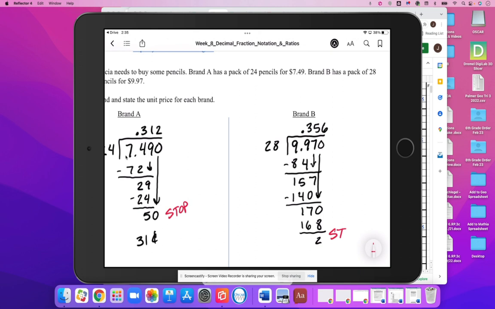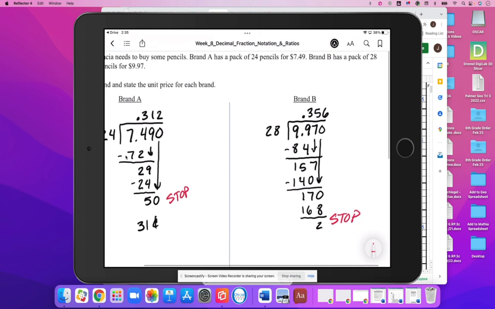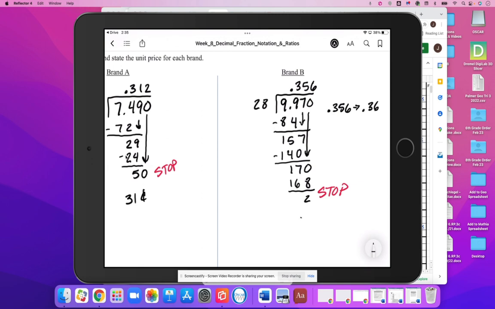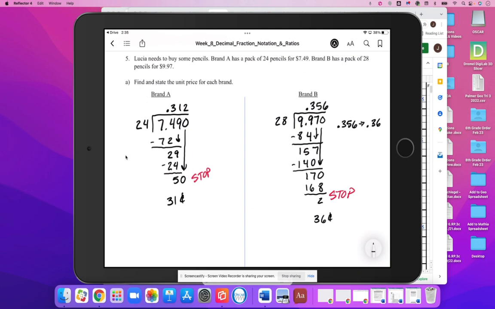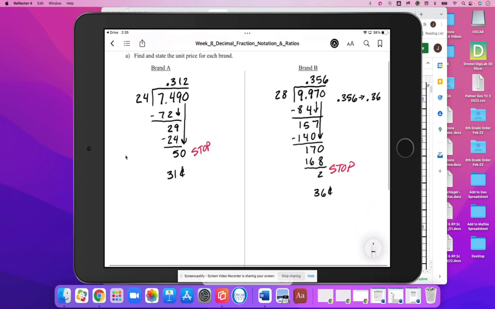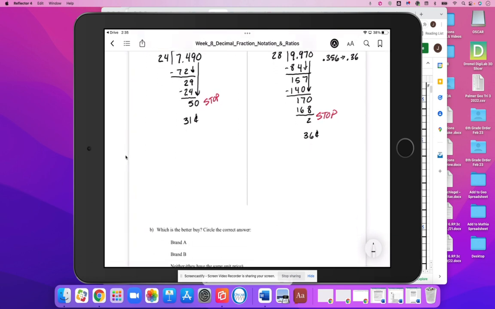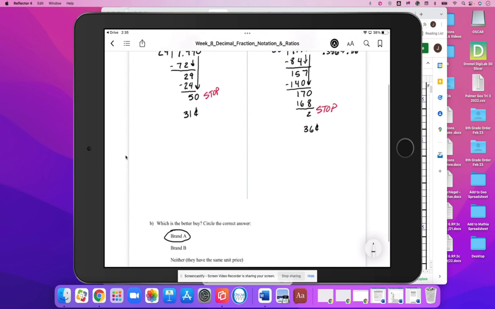Now it's time to stop, because we have the thousandths place, and for money we only need the hundredths place. So to round to the nearest hundredth, 0.356 is going to turn into 0.36 if we round correctly. So that 0.36 is going to represent 36 cents. And so it looks like brand A is the cheaper, the better deal per pencil, only 31 cents instead of 36 per pencil. So the better buy would be brand A.